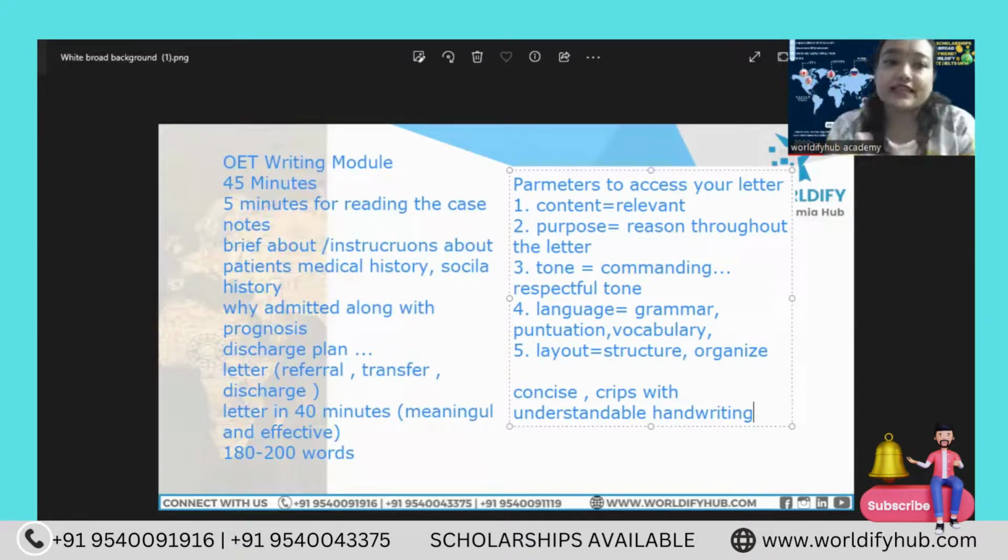These cases include brief information about the patient. And then you have to write the letter. The types of letters can be referral, discharge, or transfer letter. You have to write the letter in 40 minutes, with a word limit of 100 to 200 words. The criteria I've already explained to you, they are already given on the screen. So all this has to be completed in 40 minutes.